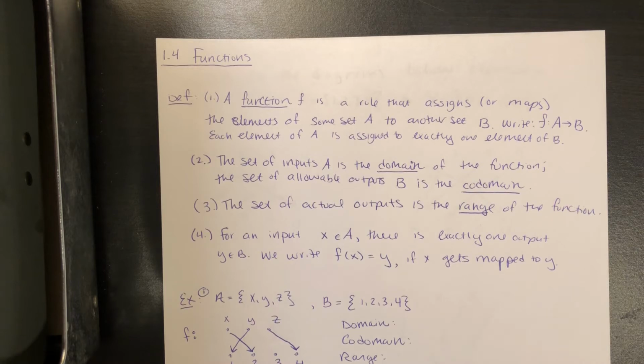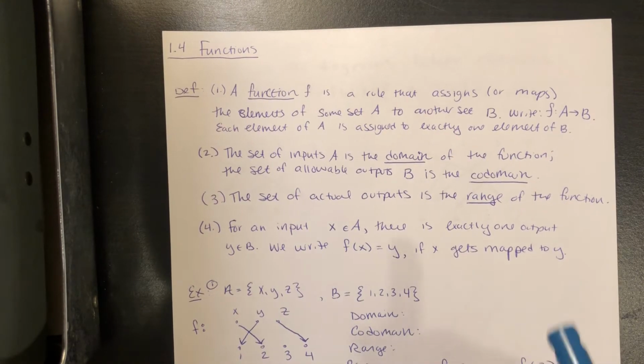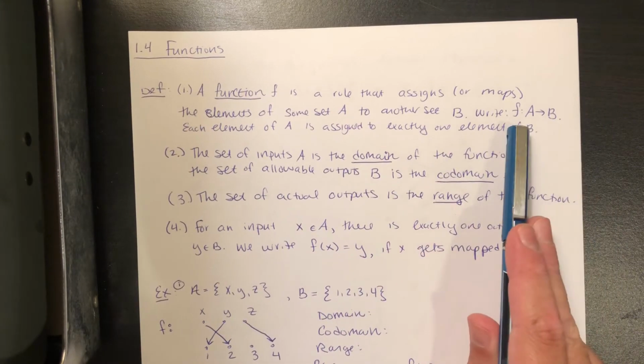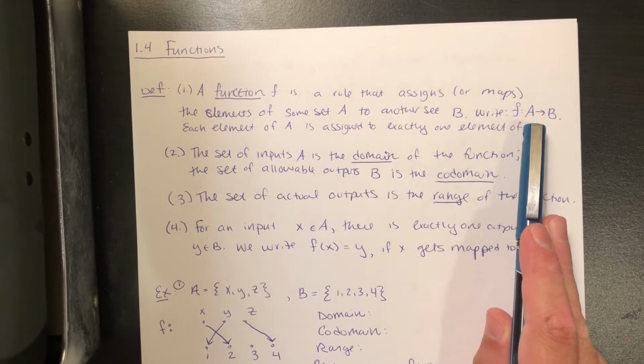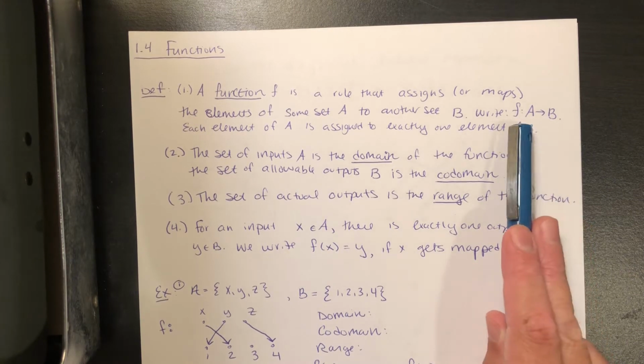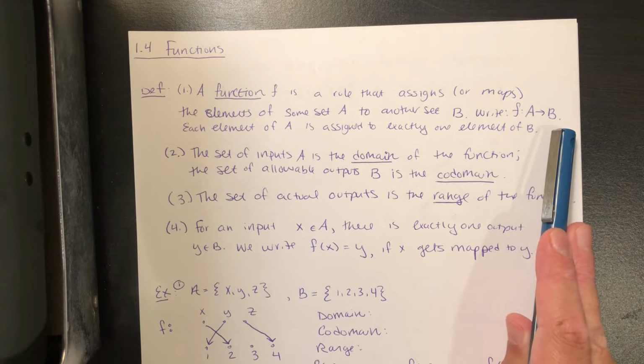In general, a function is just some rule that's assigning or mapping the elements of one set to elements in another set. And so if we're saying that f is assigning elements of A to elements of B, then we write that f is a function from A to B. That's how we would read this. F is a function from A to B. So f colon A arrow B.